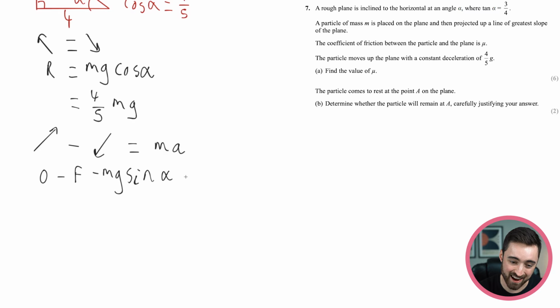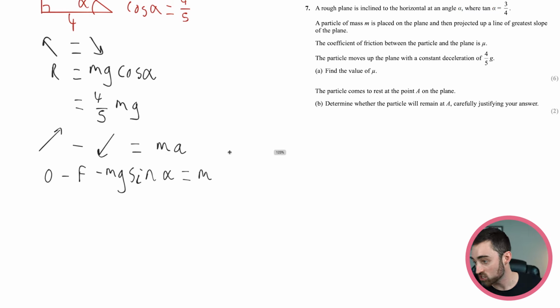Starting to kick off now, innit? And then that's going to be equal to m, and then what is the acceleration here? Well, we're told that it moves up the plane with a constant deceleration of 4 over 5g. So in other words, the acceleration is going to be minus 4 over 5g. And it's at this point where we try and do some maths.